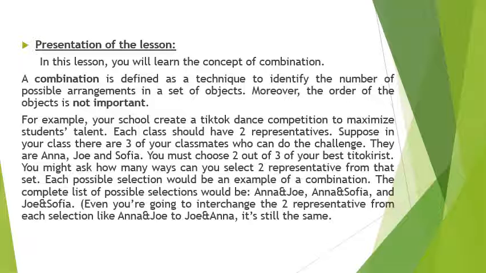So here in my example is that your school create a TikTok dance competition to maximize students' talent. Each class should have two representatives. Suppose in your class there are three of your classmates who can do the challenge. They are Anna, Joe, and Sophia. You must choose two out of three of your best TikTokers. You might ask how many ways can you select two representatives from that set. Each possible selection would be an example of combination. So the complete list of possible selections would be Anna and Joe, Anna and Sophia, and Joe and Sophia.